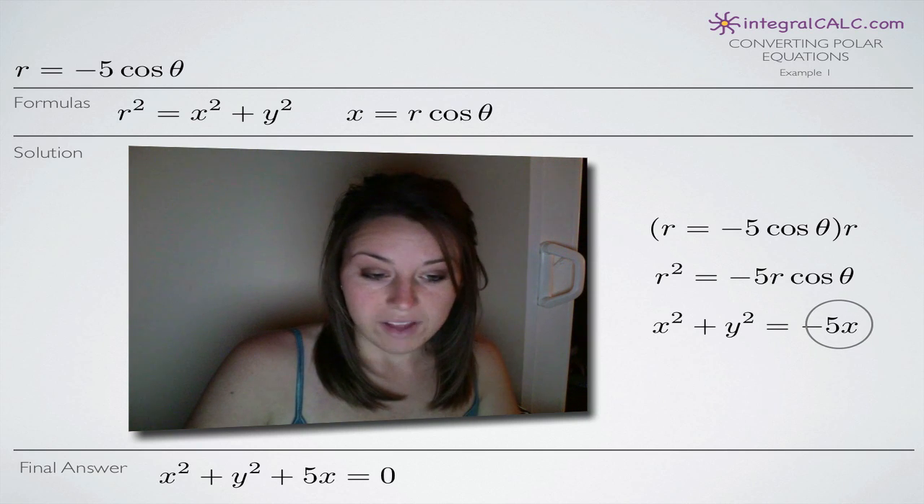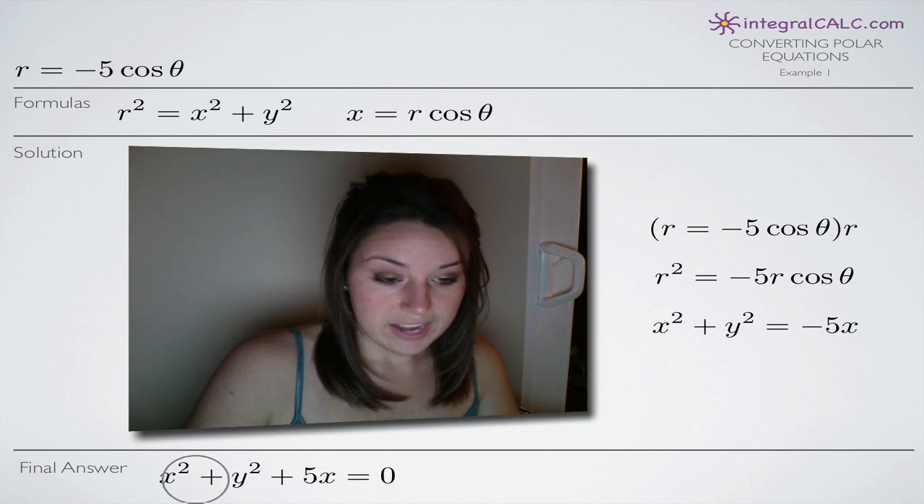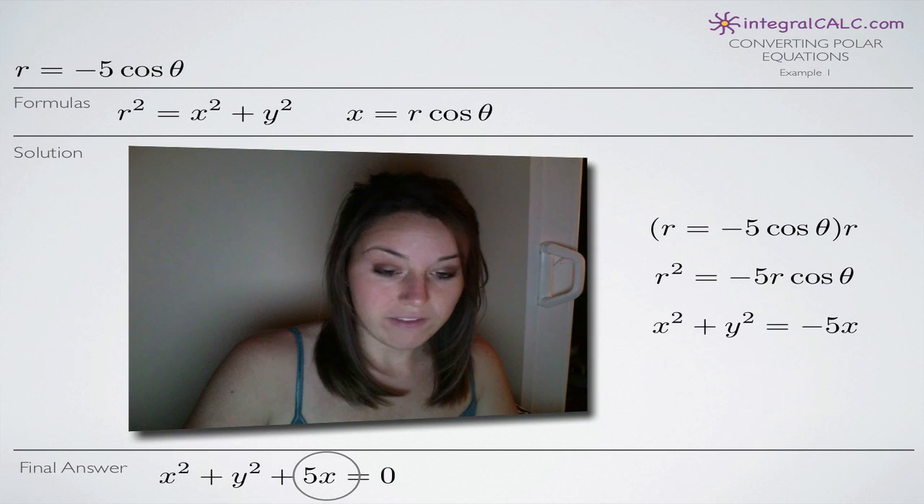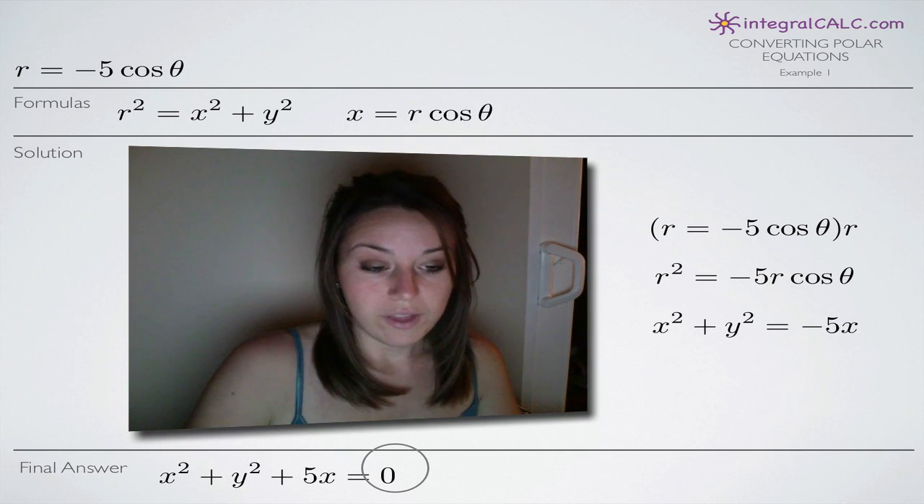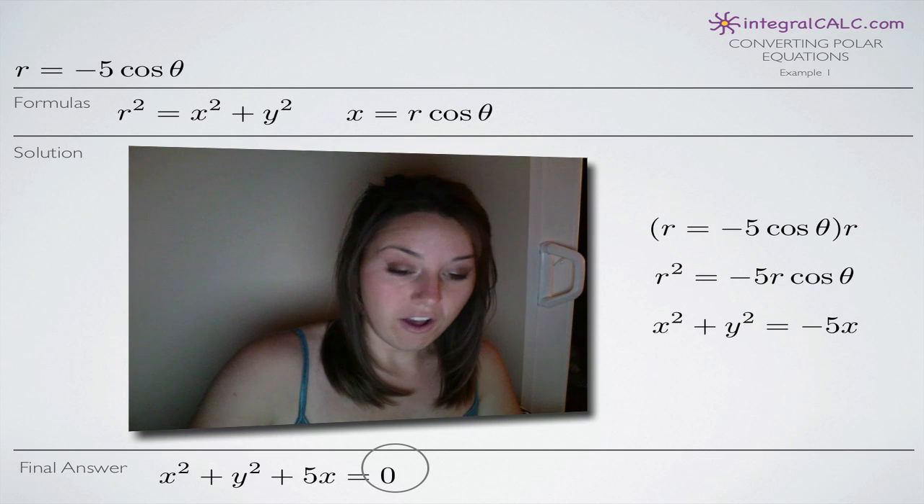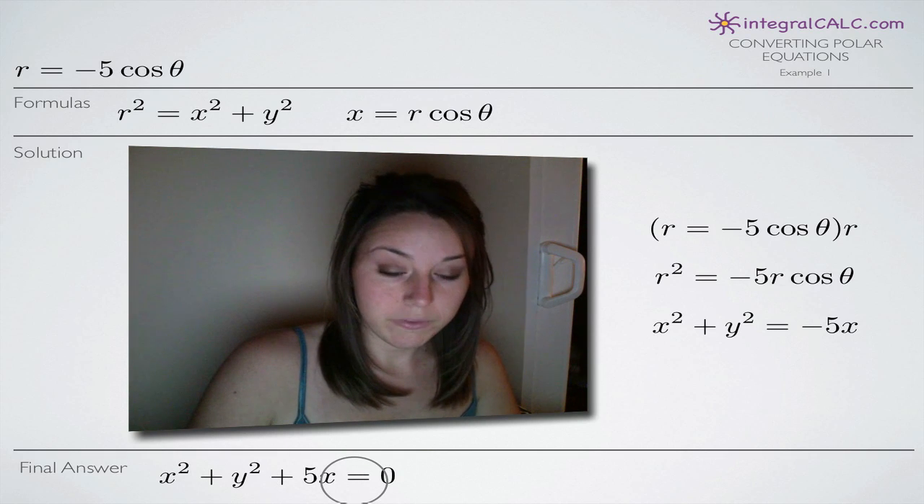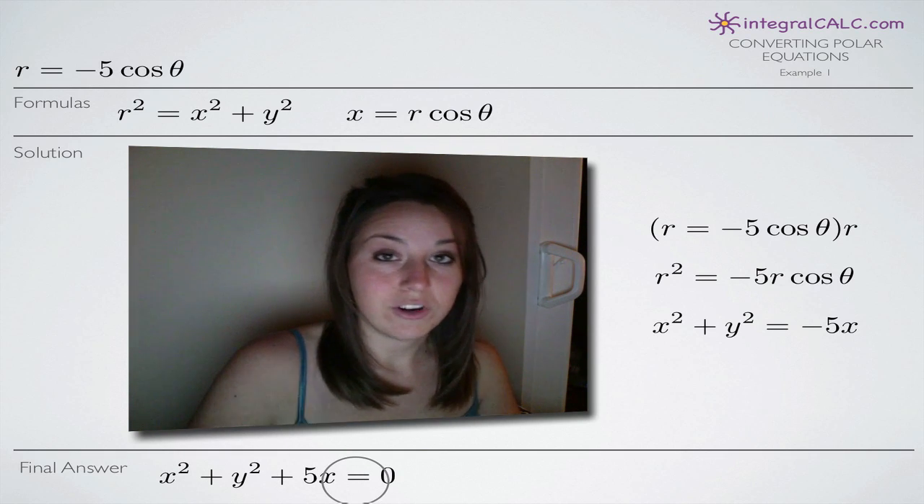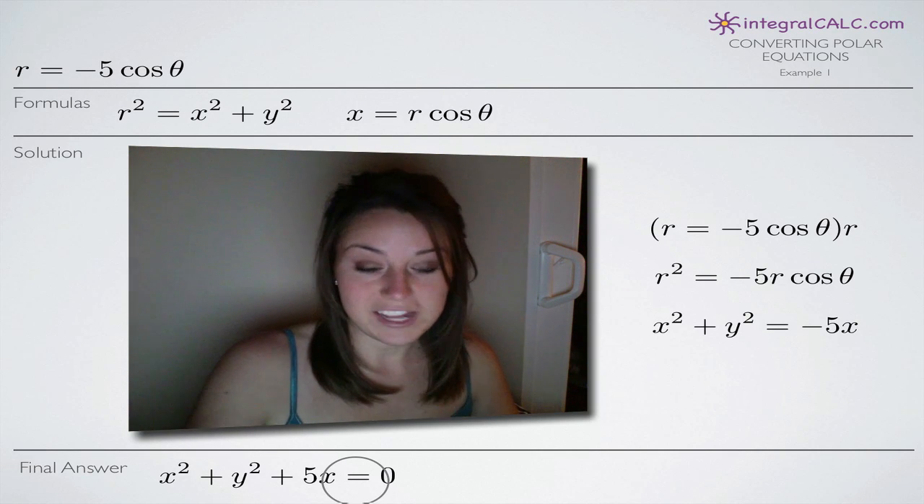So we'll add 5x to both sides and end up with x squared plus y squared plus 5x on the left set equal to 0, and that's our final answer. Everything here is in xy terms, so we have successfully converted the polar equation to the rectangular equation.